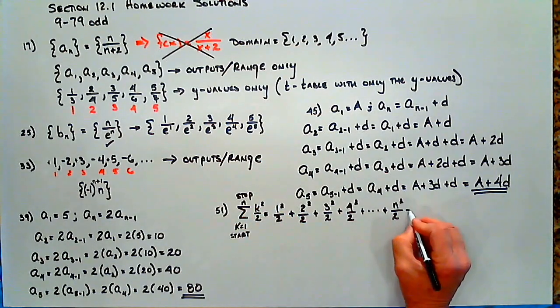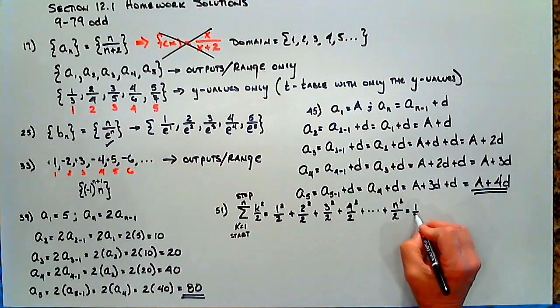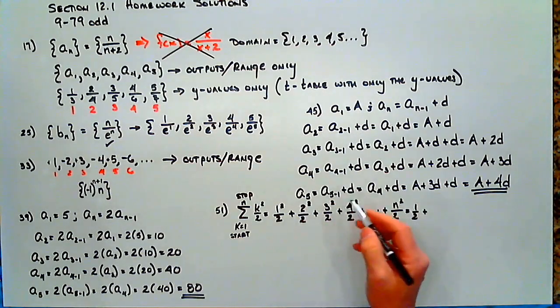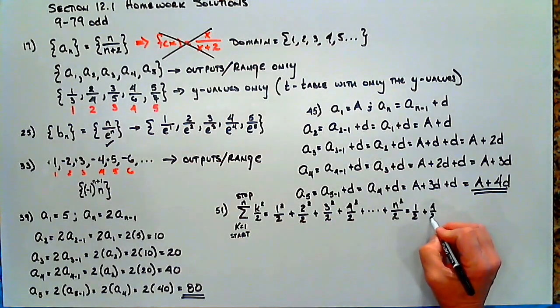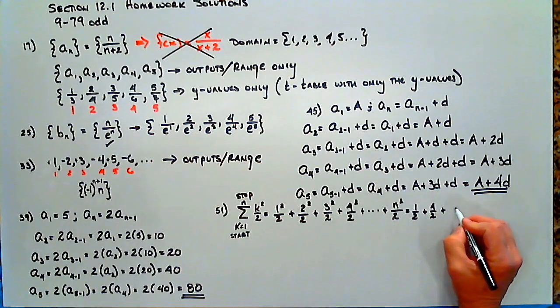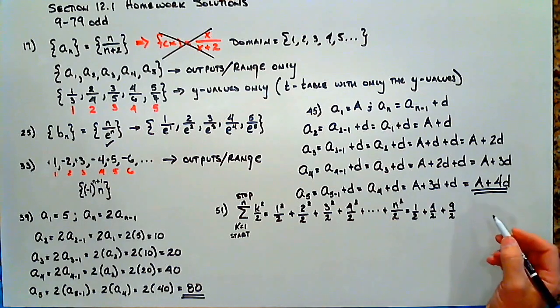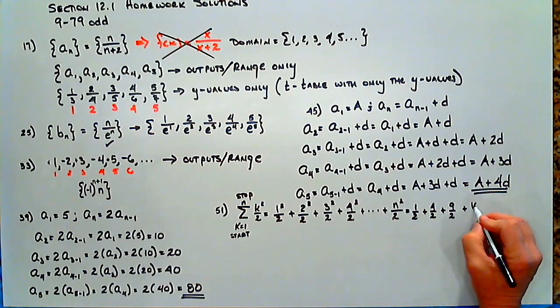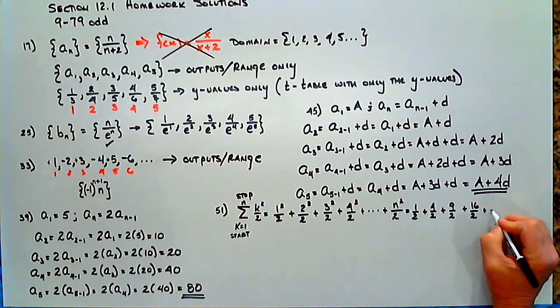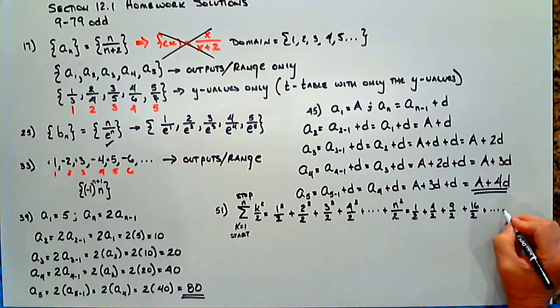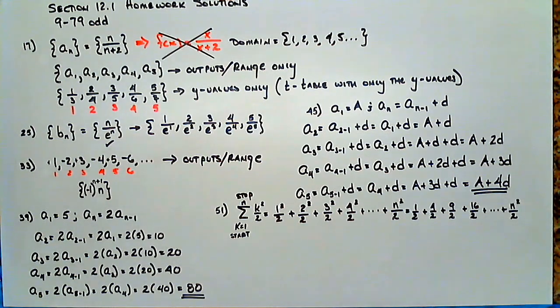Now, what does this look like? Well, 1 squared is 1, so I get 1 over 2. 2 squared is 4, so I get 4 over 2. 3 squared is 9, so I get 9 over 2. 4 squared is 16, so I get 16 over 2. And we just keep going until we get to n squared over 2. They asked us to write out the sum, so we did.